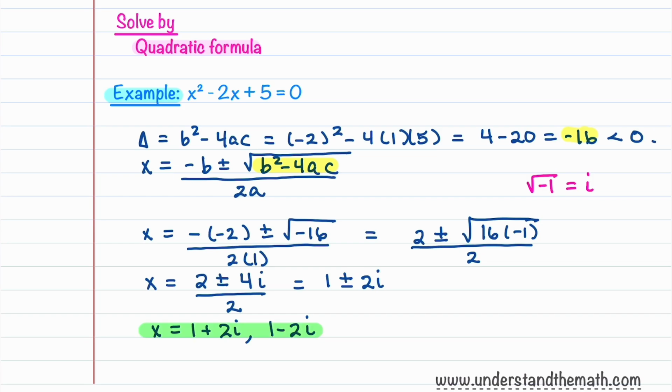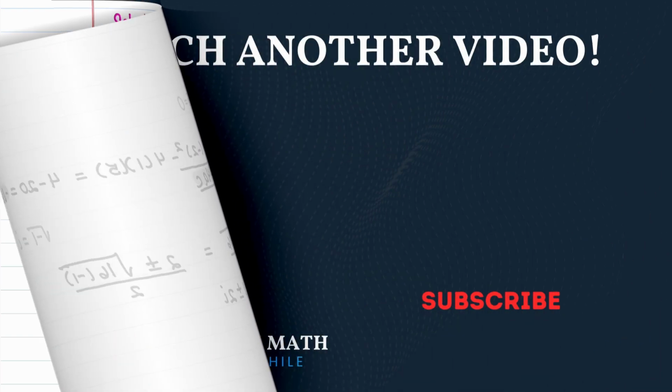And you can see that when our discriminant was less than 0, we ended up with two complex or imaginary solutions. And that's it. Knowing the discriminant saves you time and helps you choose the best method for solving a quadratic equation. And it also helps you predict what the graph of the equation is going to look like.